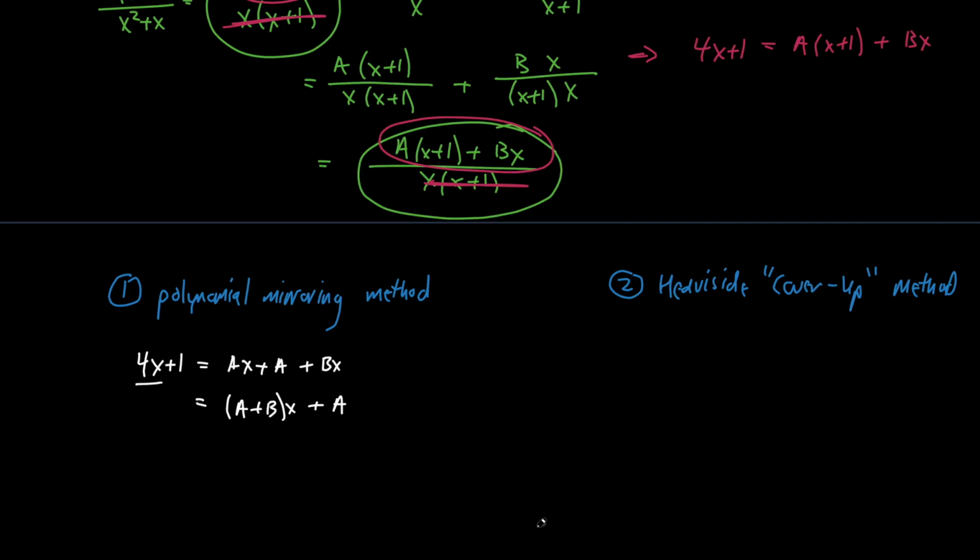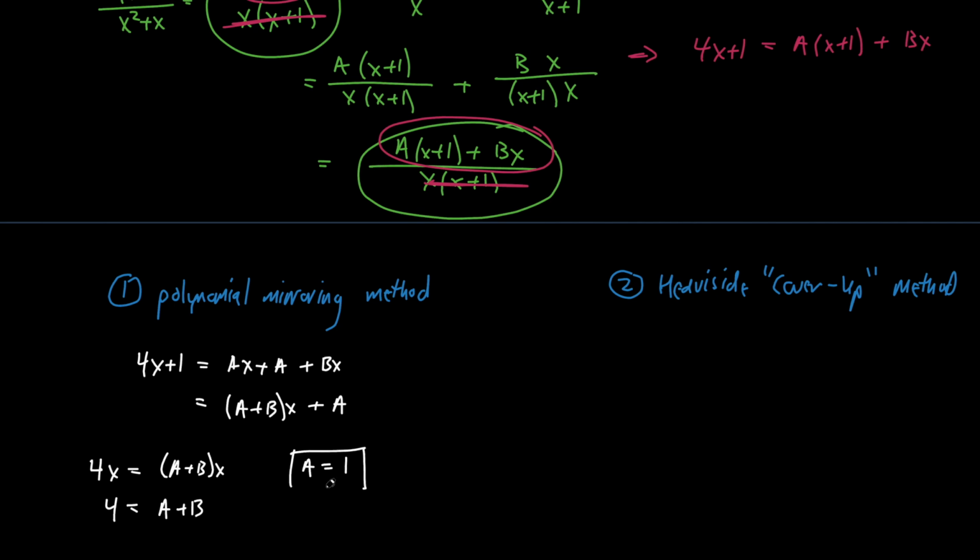Once we're at this step, now we mirror. That means 4x is supposed to be equivalent to a plus b times x, because these are the only terms with x in it, right? So if these are the only terms with x, they have to be equal to each other, or else the polynomials on the left and right side are not going to be equal. So that means 4 is supposed to be a plus b. You just drop the x's. And for the constants, we know that 1 is going to equal a. Cool. Easy enough, right? So 1 is equal to a, or a is equal to 1.